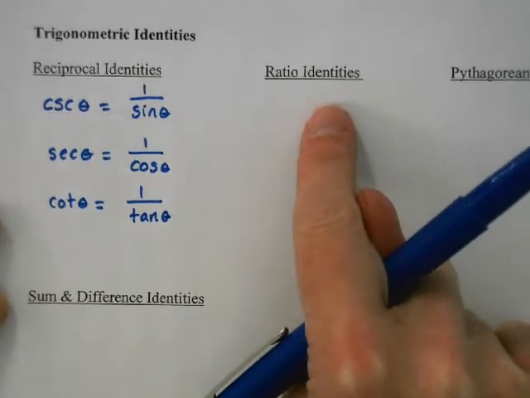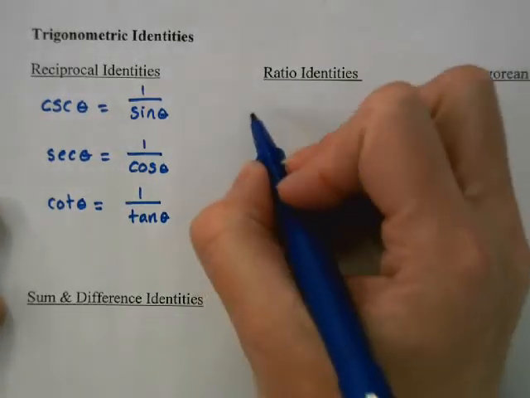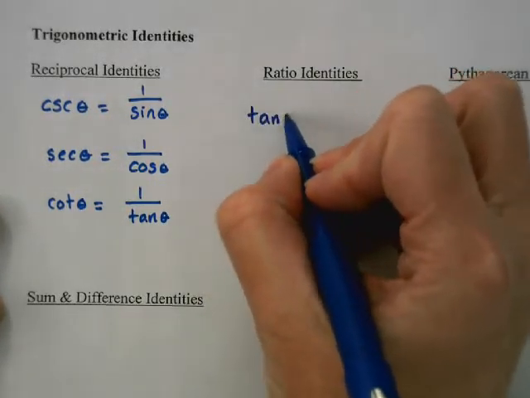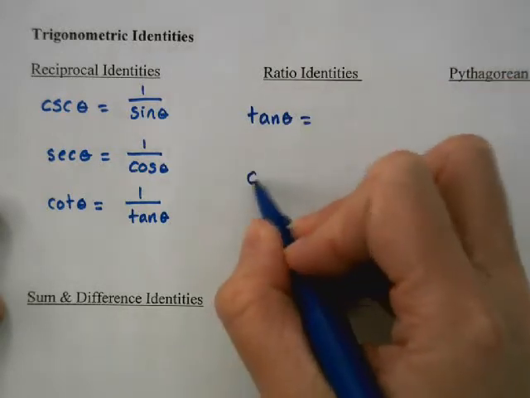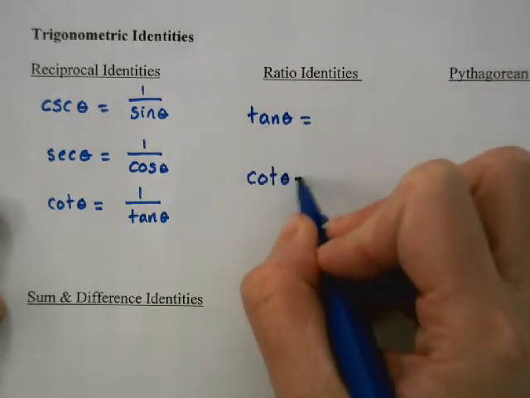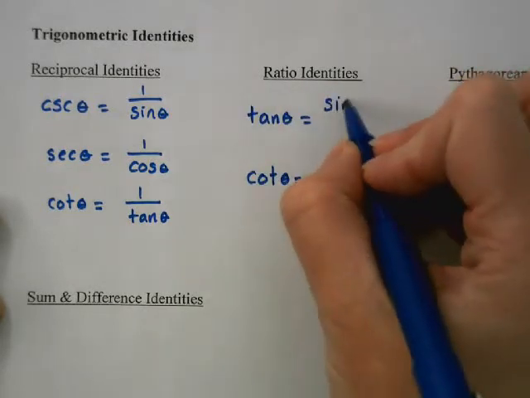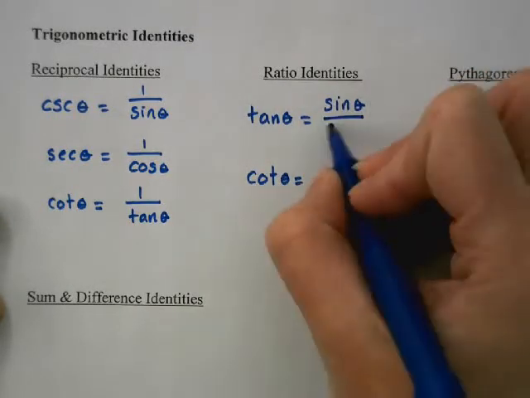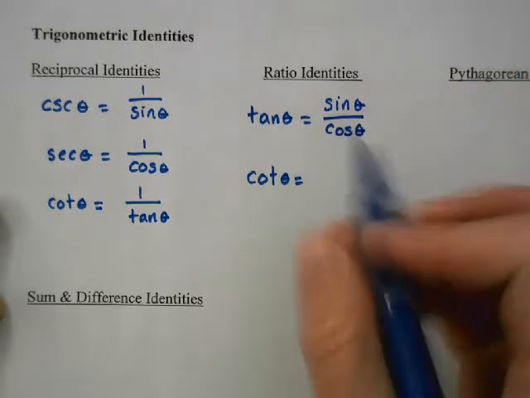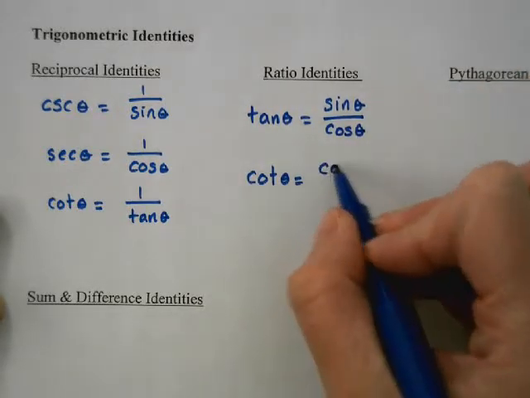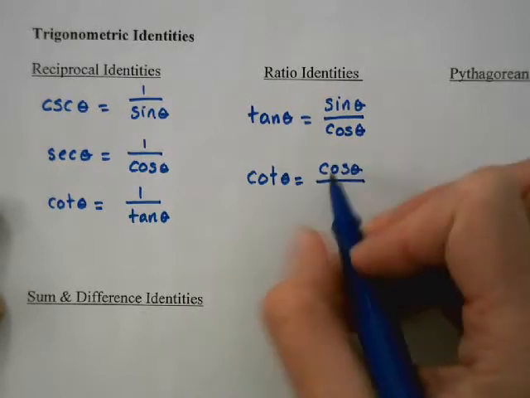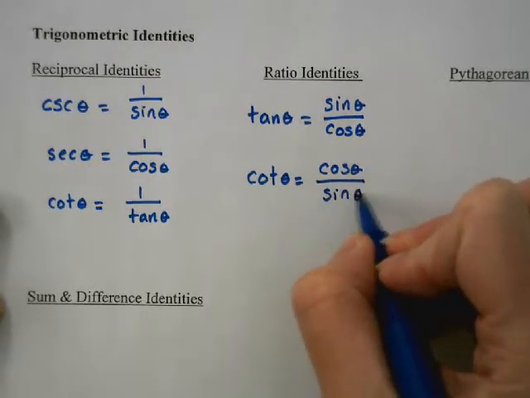The ratio identities, or the quotient identities, are tangent and cotangent and their relationship with sine and cosine. So tangent is equal to sine of theta over cosine of theta. Cotangent is going to be cosine of theta over sine of theta.